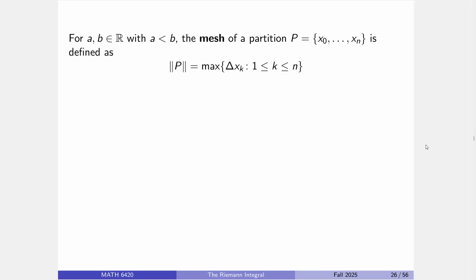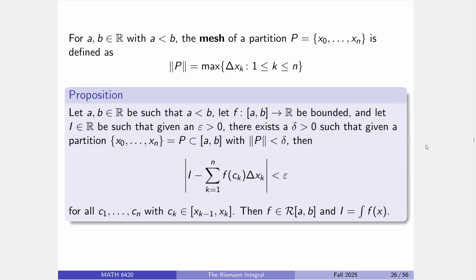So given a partition, we'll define its mesh to be, indeed, the maximum of all of the lengths of the subintervals. And now we have all the ingredients we need to set up an epsilon delta style setup for the Riemann integral. So indeed, given an epsilon, there is a delta, so that for any partition whose mesh does not exceed delta, the Riemann sums are within epsilon of our proposed I, and thus if you have this exact setup here, then you are indeed Riemann integrable, and your integral is in fact equal to this value I here.